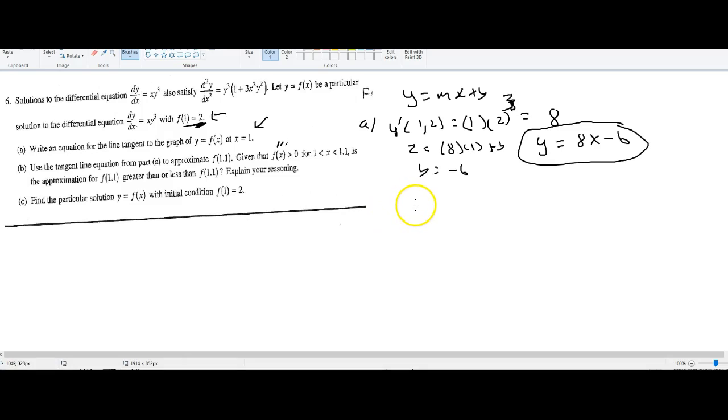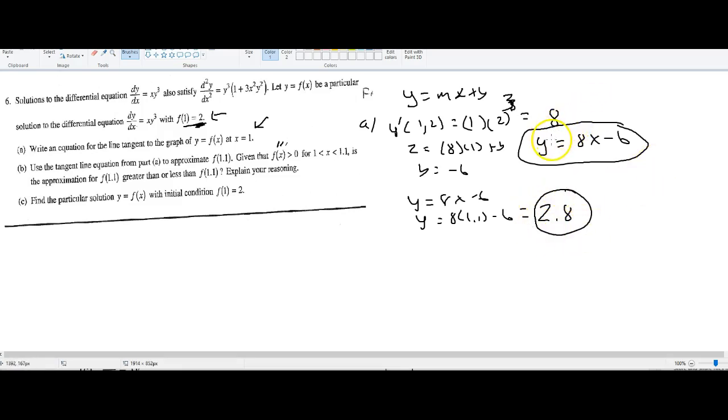It says try it for 1.1. So I'm going to go y equals 8x minus 6. Plug in my 1.1. I get 8 times 1.1 minus 6, and I get the approximation 8.8 minus 6, so 2.8.